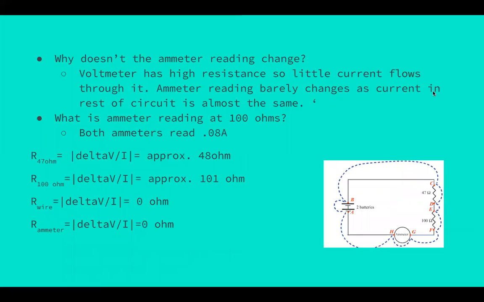So why doesn't the ammeter reading change? Well, it's because there's a high resistance, so there is little current flow that goes through it. It barely changes the current, as the rest of the circuit is almost the same. So what is the ammeter reading at 100 ohms? Both ammeters read approximately 0.08, and for the data that we collected, we found that the one for the wire and the ammeter is equal to 0 ohms.